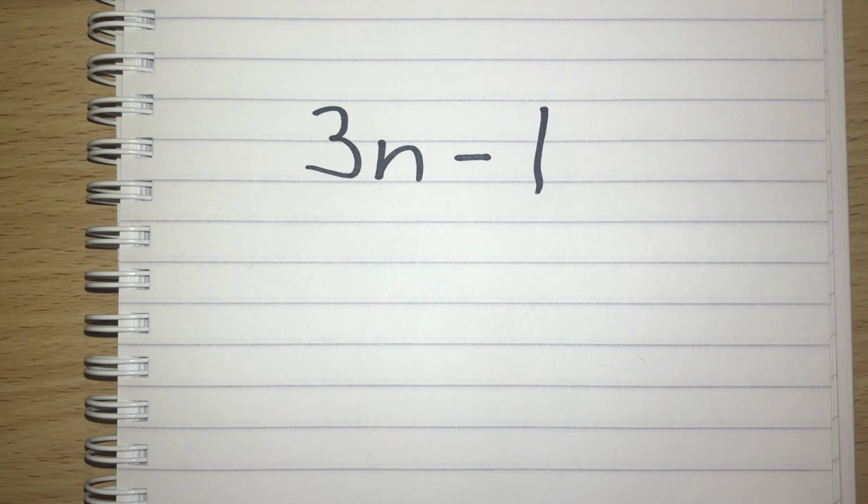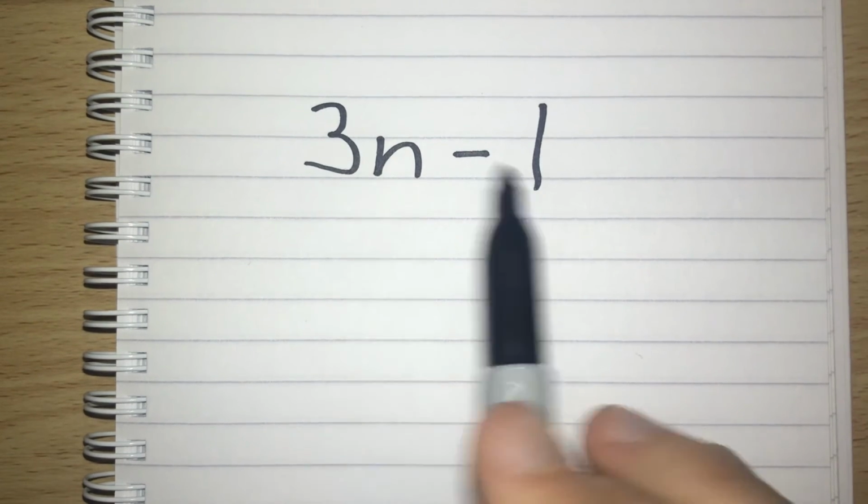Okay, going through this one then. So our first term, of course, is going to be where n is equal to 1. So 3 times 1 is 3. Take away 1, we'd get 2.